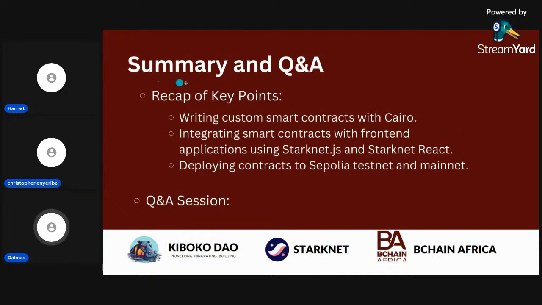Finally, we are here at Q&A. If you have some questions, kindly drop them here. So, a recap of what we have covered today: writing custom smart contracts. We showed you the contract, which of course was from the other session. Integrating smart contracts with front-end applications using Starknet JS, Starknet React, and Starknet Kit. That's what was covered for the front end. And finally, we also covered deploying contracts to Sepolia testnet and mainnet. Are there any questions?